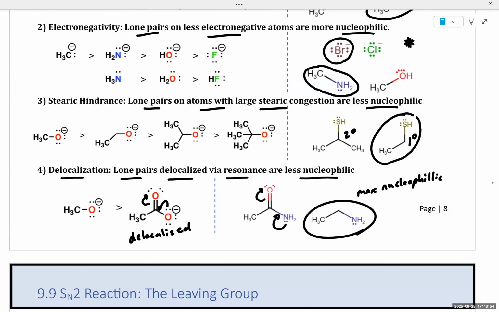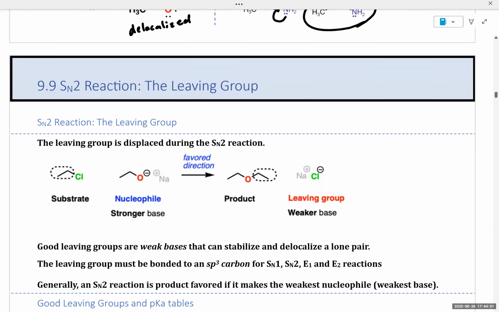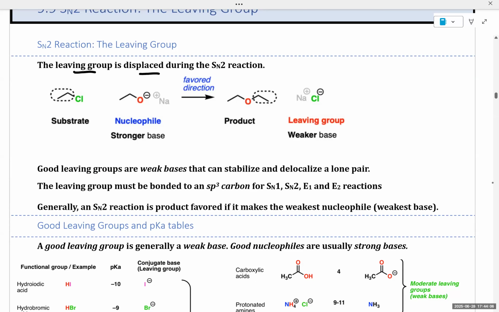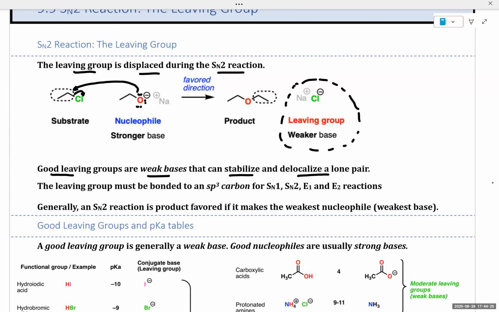So the SN2 reaction involves a nucleophile, and it also involves a carbon with a leaving group. So let's talk a little bit about the leaving group. The leaving group is the group displaced during the SN2 reaction. So when your nucleophile attacks your carbon and you break the carbon-leaving group bond, the leaving group is the group displaced, the group that leaves during the SN2 reaction. Good leaving groups are weak bases that can stabilize and delocalize a lone pair.